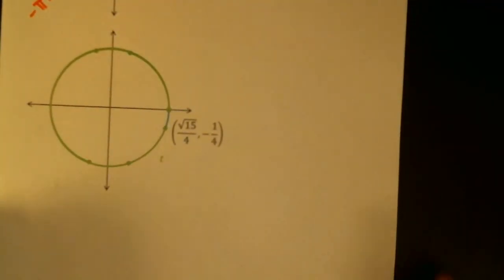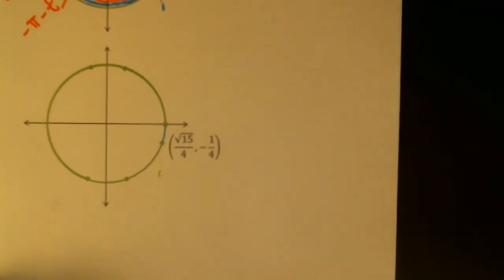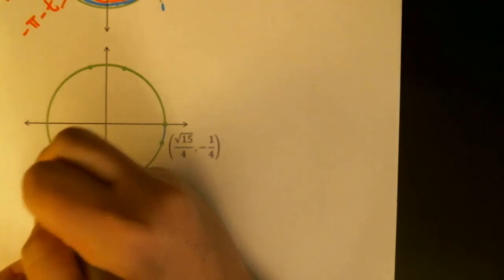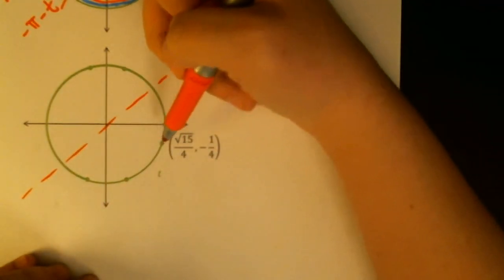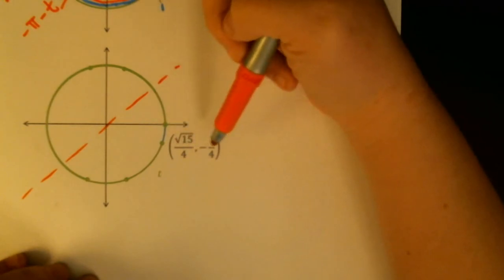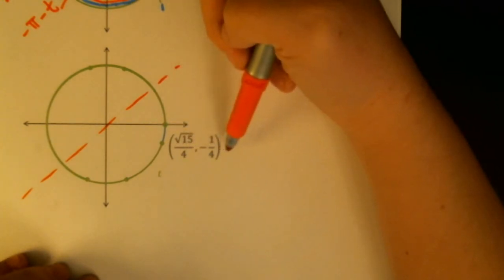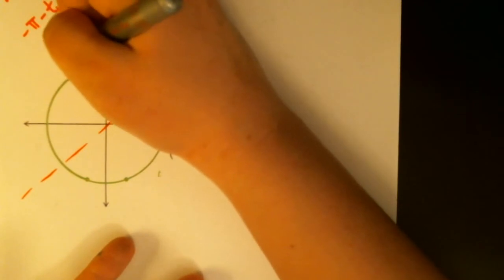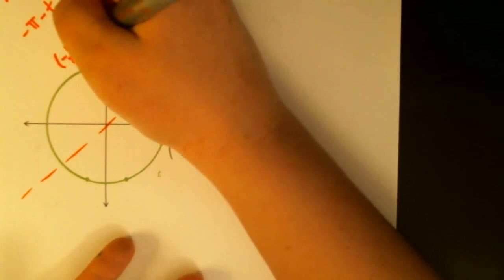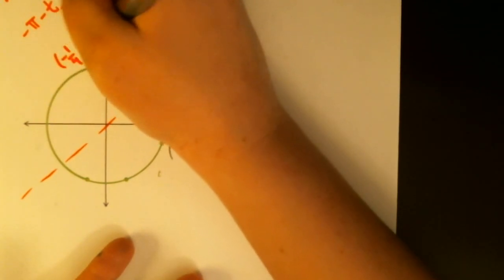So let's try to do some y equals x symmetry. This one's sometimes kind of weird for people to spot. The point root 15 over 4, negative 1/4 will end up at negative 1/4, root 15 over 4. It switches your x and y coordinates. So that's this point right here.